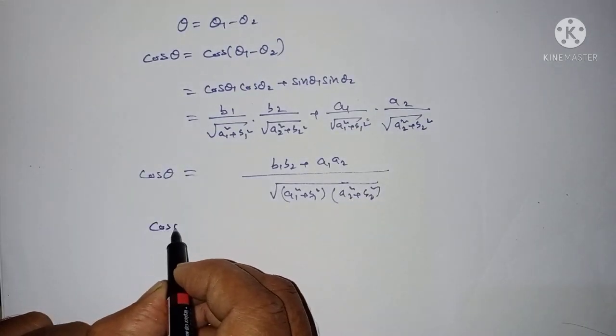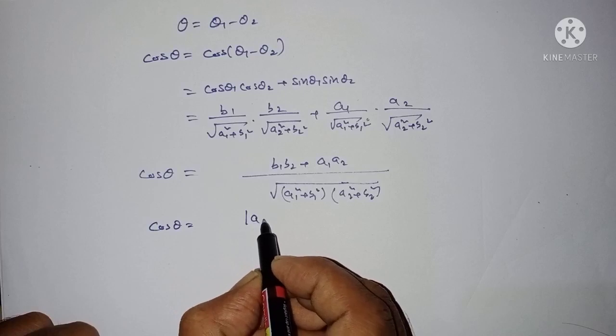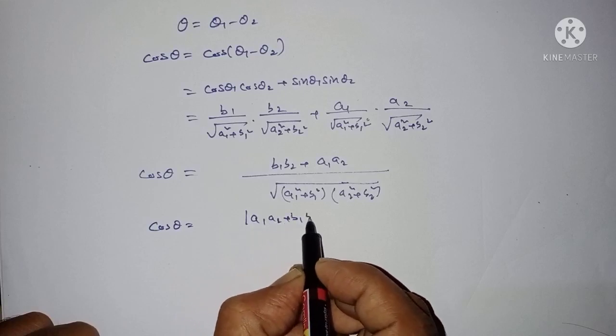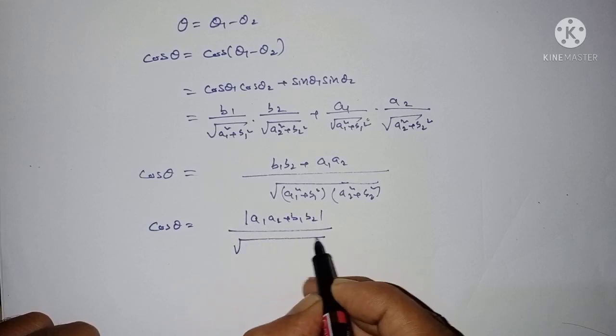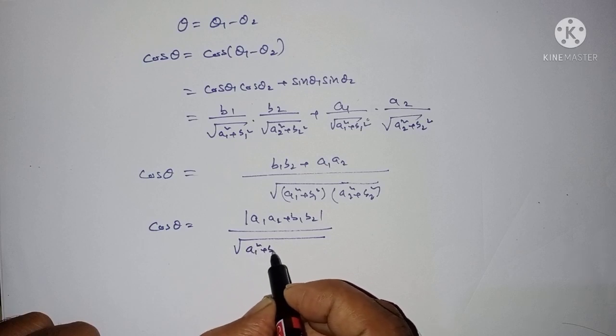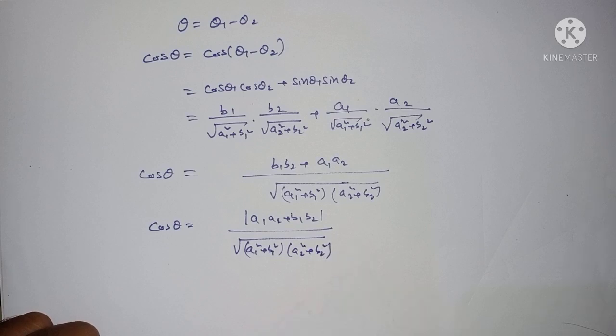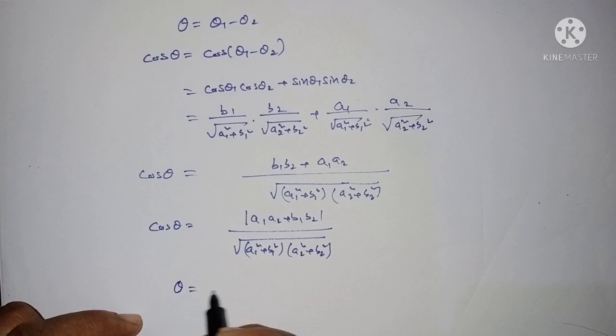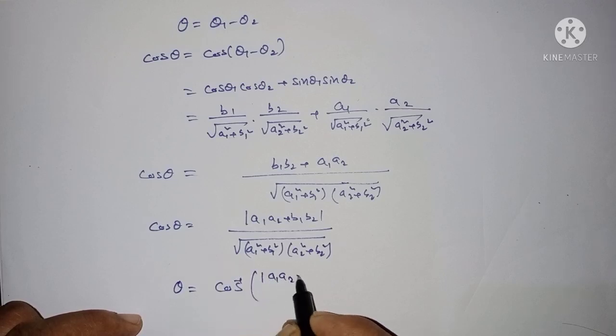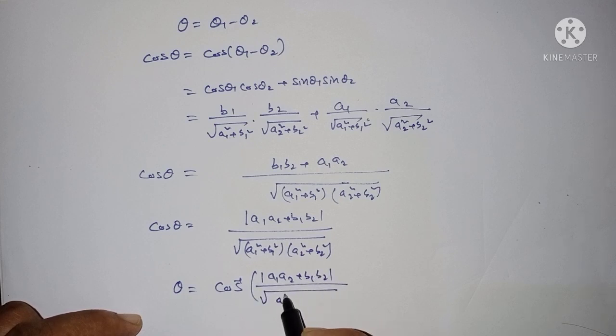Therefore, cos theta is equal to mod of A1 A2 plus B1 B2 over the square root of A1 square plus B1 square into A2 square plus B2 square. This is our required angle. Or you can write theta is equal to cos inverse of mod of A1 A2 plus B1 B2 over the square root of A1 square plus B1 square and A2 square plus B2 square.